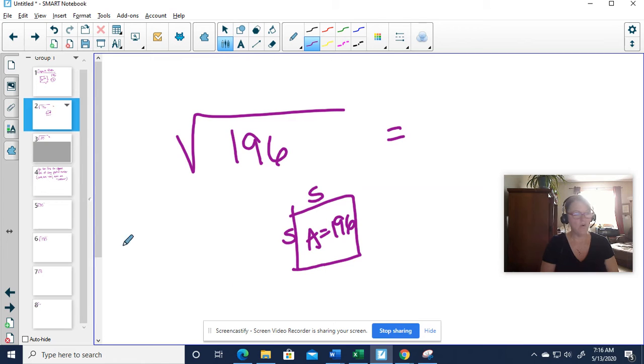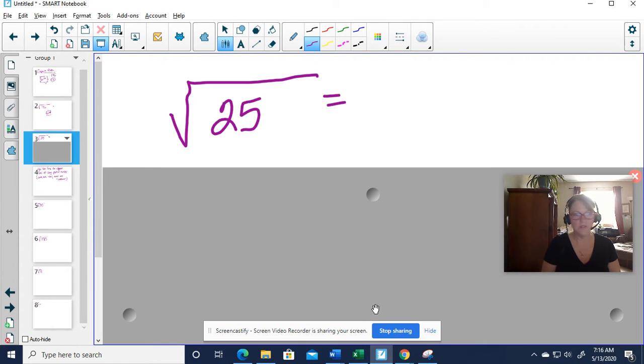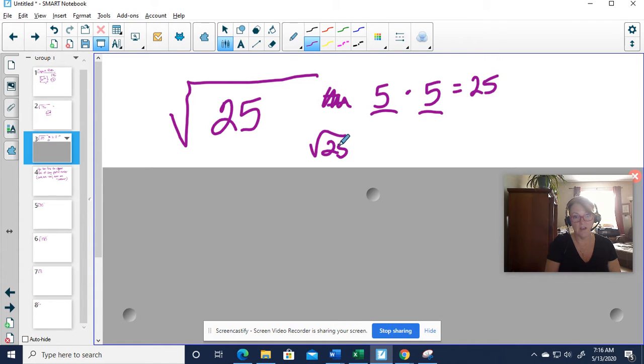All right. Oh, we just did that one. Okay. Let's move on to this one. Square root of 25. I'm asking you what number times itself equals 25. Some of these you'll have rapid fire fast, like this one. 5 times 5 is 25, so I shouldn't put an equal sign there. So that means the square root of 25 is exactly 5.